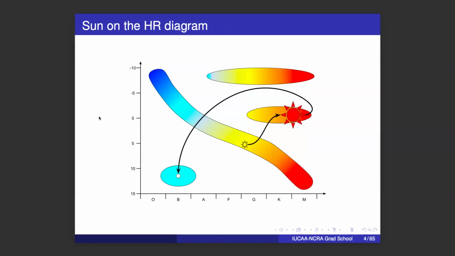Right. So this is the locus of the sun. So this is our main sequence. Remember, the main sequence is also a sequence of color. The O-type stars are all going to be here.